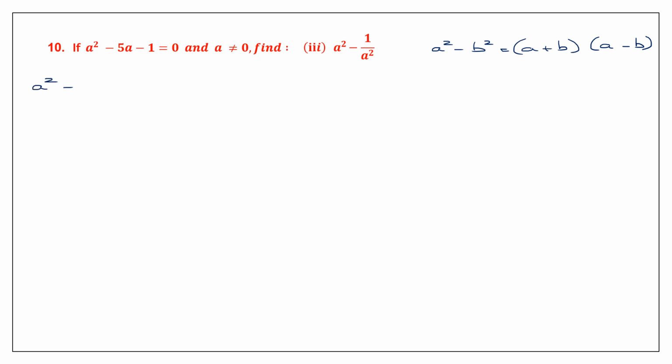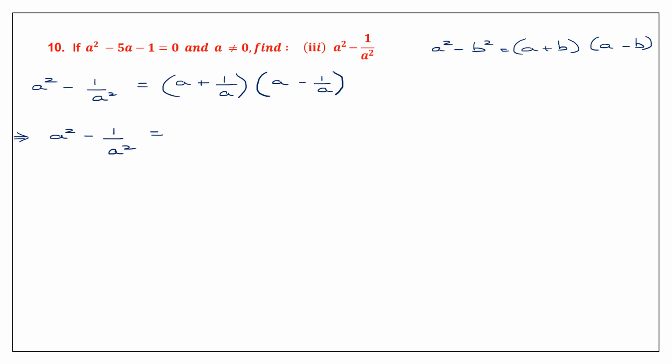A square minus 1 by a square is equal to a plus b, that is a plus b is 1 by a, into a minus 1 by a. So this is what we're going to find out, isn't it? So a square minus 1 by a square, we'll leave it as it is.